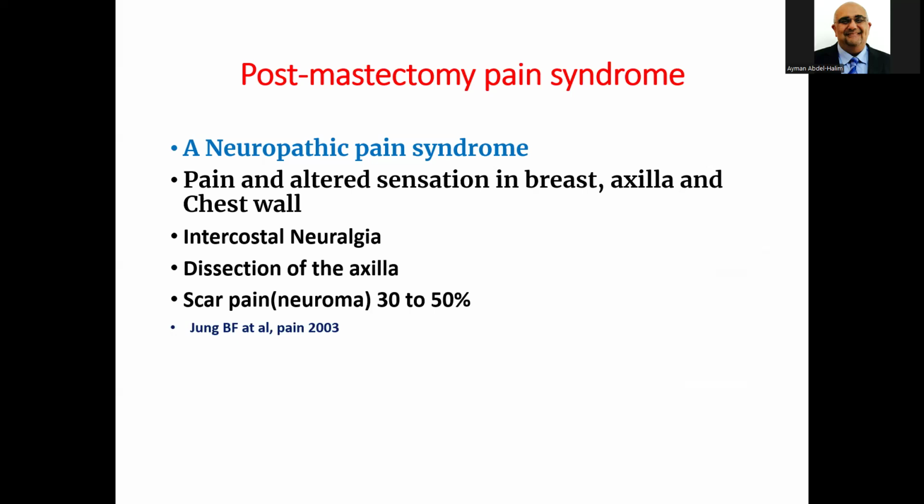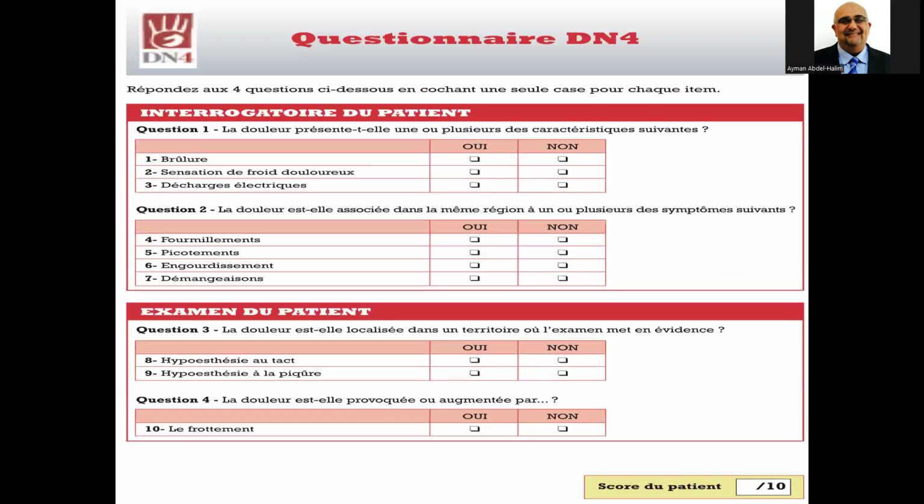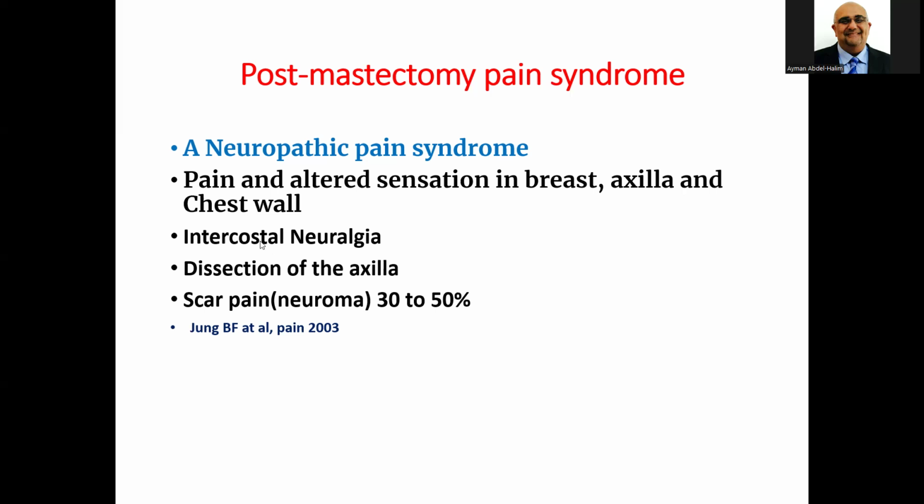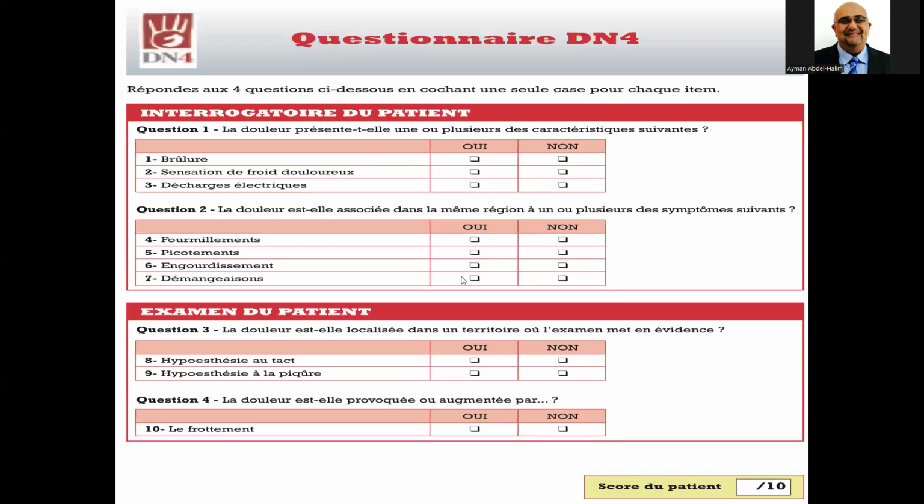Dissection of the axilla and scar pain. This one is intercostobrachial neuralgia. This is a kind of screening test for neuropathic pain, composed of 4 questions here.